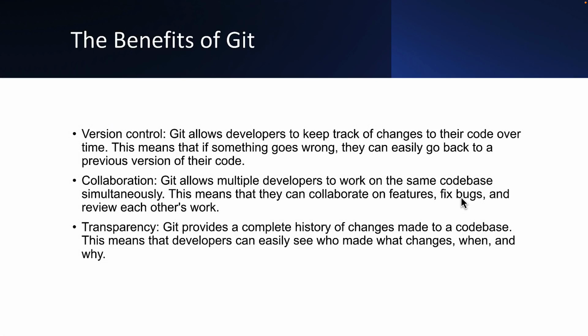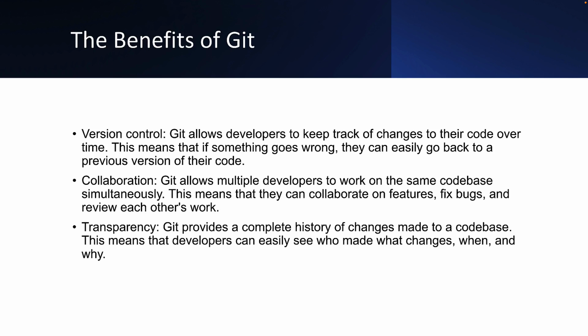What are some of the benefits of using Git and source code control in general? Version control. Git allows developers to track changes to their code over time. This means that if something goes wrong, they can easily go back to a previous version of their code. That's a really critical thing. Next, collaboration. Git allows multiple developers to work on the same code base simultaneously. That's a huge productivity gain. They can collaborate on features, bug fixes, and new features, and they can review each other's work. It really is great to have a collaborative environment.